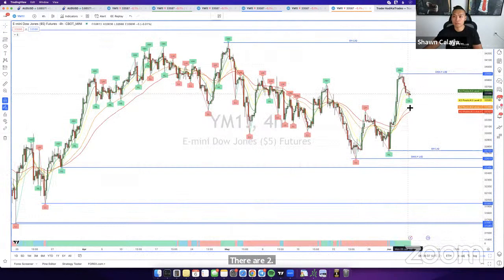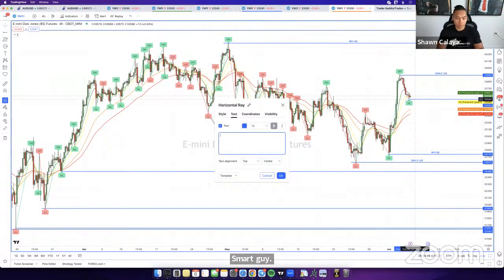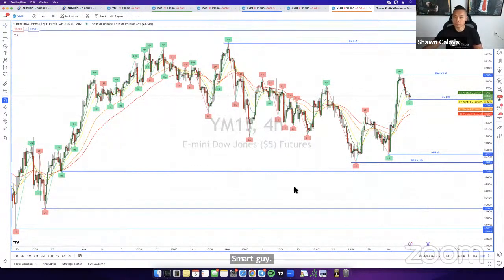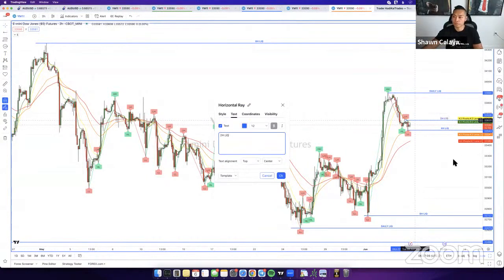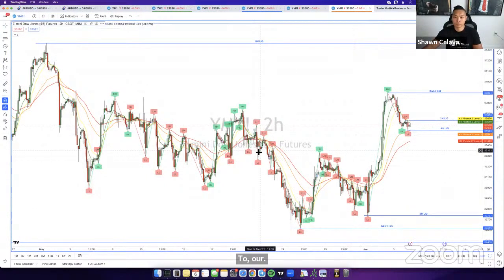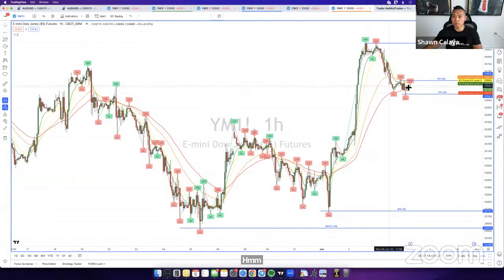Four-hour. Let's mark that up. This is the 4-hour liquidity. Also with 4-hour. 2-hour. I think that's with the 2-hour. 1-hour. I'm still pending, so I'm not going to mark that up yet.